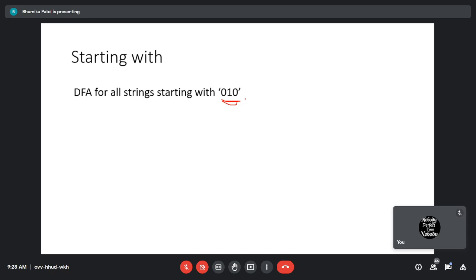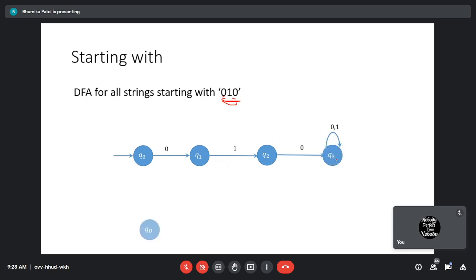Good, okay, all of you just check. I'll show the solution first. We are going to take the Q0, then we are going to read the 0 and go to Q1. First is done. Second will be 1, so it is 1 and Q2. Third will be 0, so we are going to take 0 and Q3. Okay, and it is actually the final state.